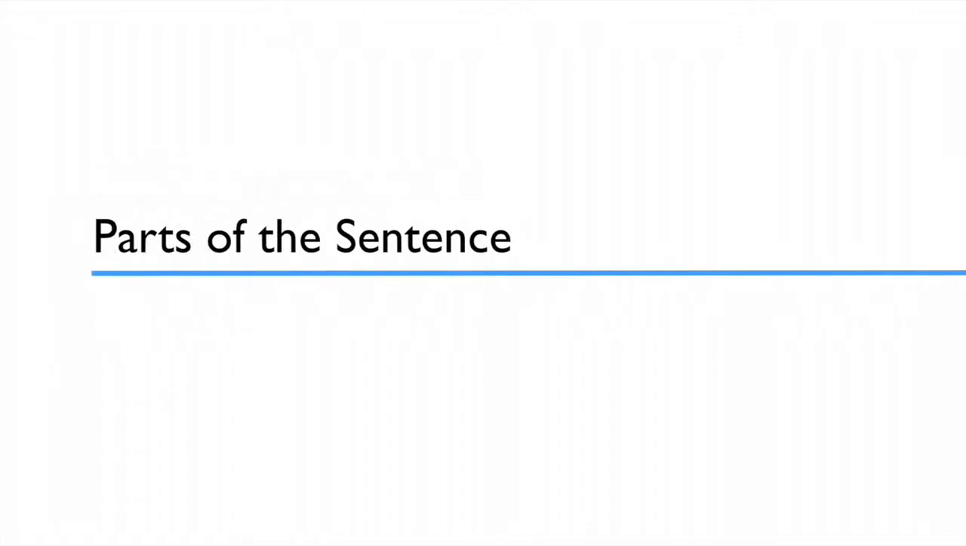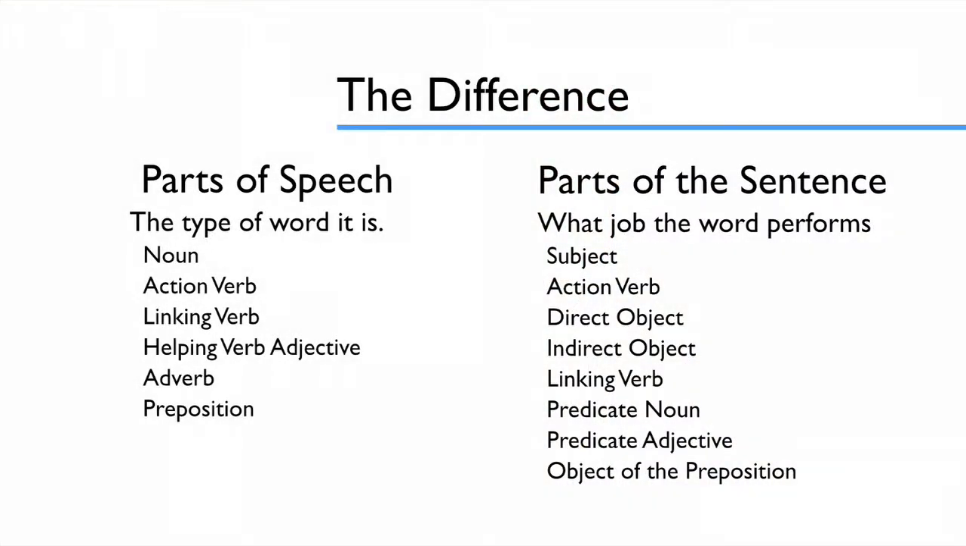This is the first lesson in a new part of grammar. In the first quarter, we talked about the parts of speech. Now we're going to be talking about parts of a sentence. When we discuss parts of speech, that's discussing what the word is. Parts of the sentence: now we talk about what the word does. It's the function that each word has in the sentence.